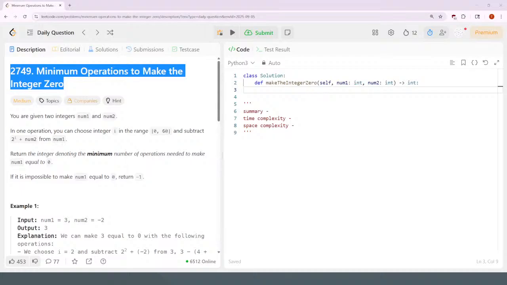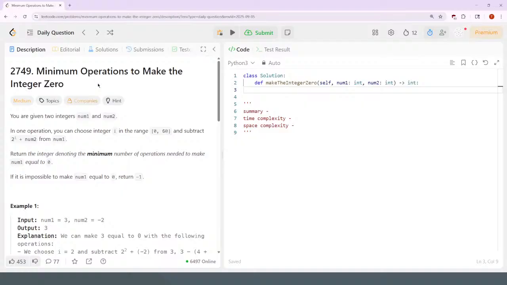Okay. Minimum operations to make the integer 0. You're given two integers num1 and num2. In one operation, you can choose integer i in the range of 0 to 60 and subtract 2^i plus num2 from num1.